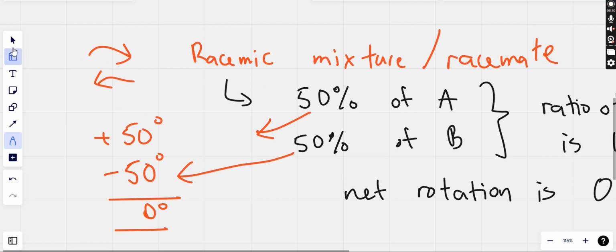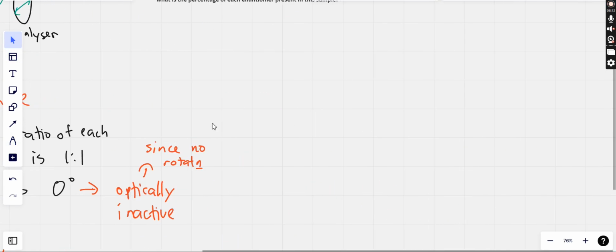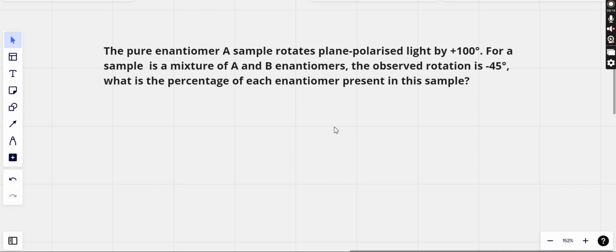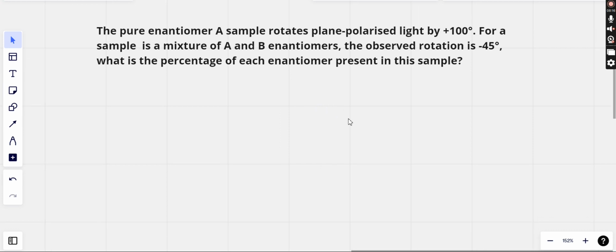Okay, so now let's go to the question that I have prepared here. Most of the time, any question that involves calculation for enantiomers and plane polarized light is usually like this. This is a classic example, and I rarely see anything harder than this. So today we're going through how to do this. There are two ways. The first way is the algebra way, but let's first read the question.